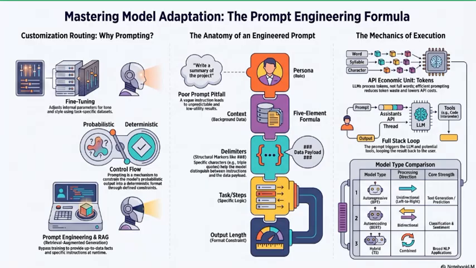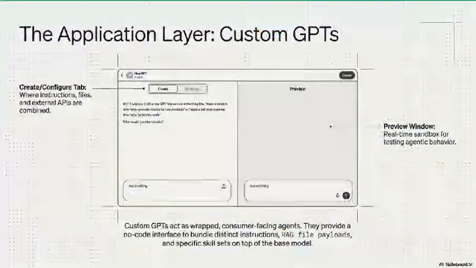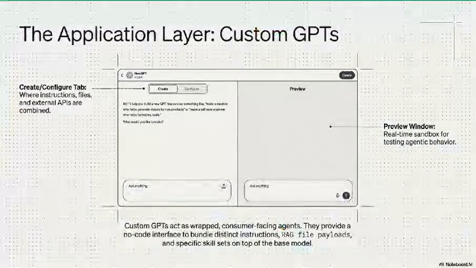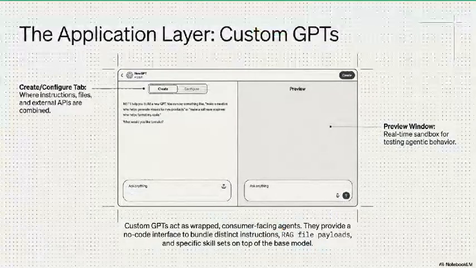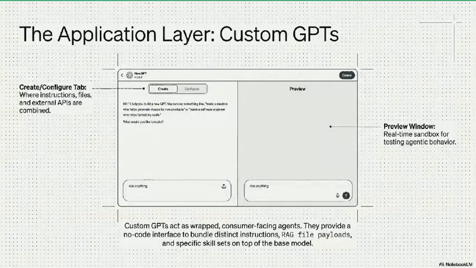Right. Because a chatbot just sits there and talks to you. An agent actually does things. To be an agent, it needs hands to affect the outside world, and it needs a persistent memory to remember what it just did. The source documents call this the agentic leap. This is where we transition from merely generating text to state management and tool execution.